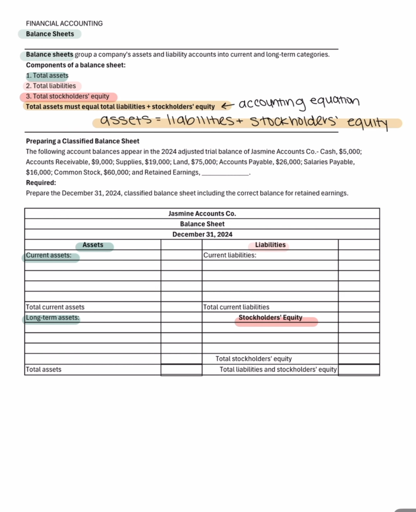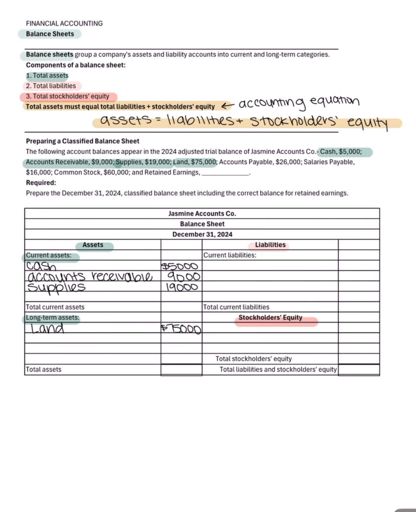So we're going to start with our assets. Here we have cash, which is going to be an asset, right here for that $5,000. Next we have accounts receivable for $9,000, and then we have supplies for $19,000, and then we have land for $75,000, and land is going to be a long-term asset. All right, so we'll put land for $75,000.